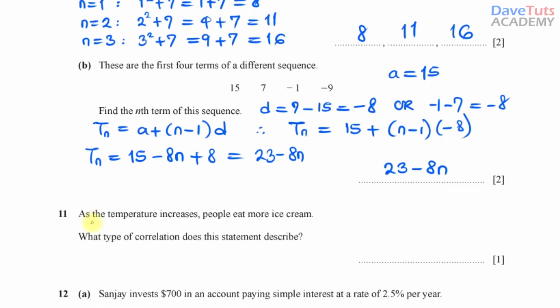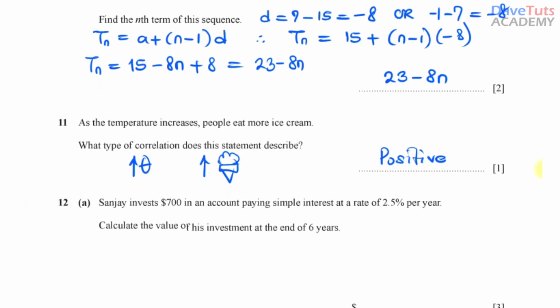Here we have this statement that as the temperature increases, people eat more ice cream. What type of correlation does this statement describe? What we notice is that there is an increase in temperature and there is also an increase in the consumption of ice cream by people. Since it is increase to increase, definitely this is a positive correlation. With an increase in temperature, people buy more ice cream to cool off, and that type of correlation is a positive correlation.